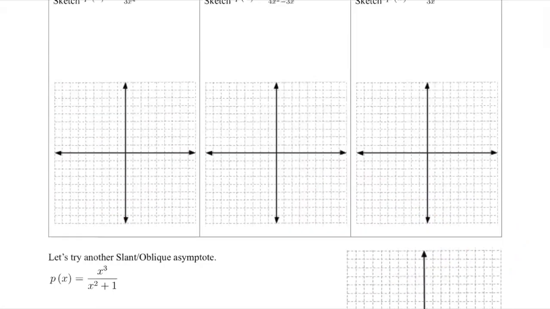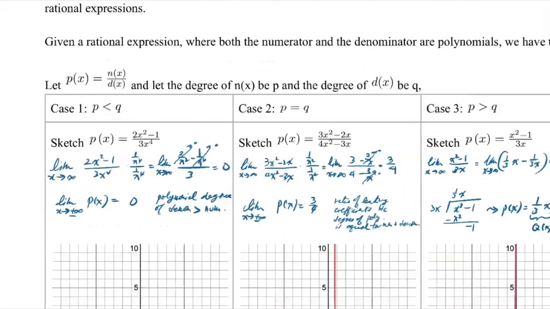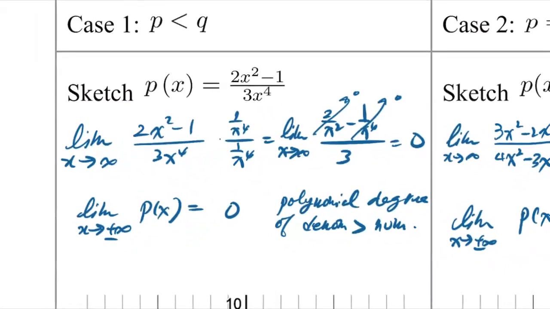And here it is. For case number one, if we use the technique that we learned already, you could simply show that we multiply the numerator and the denominator by the reciprocal of the leading term of the denominator. And that will yield 0 because 2 over x squared is 0, 1 over x to the fourth is 0, so 0 over 3 is 0.